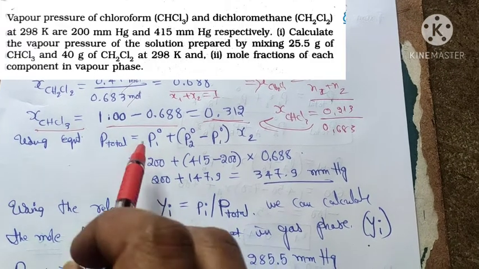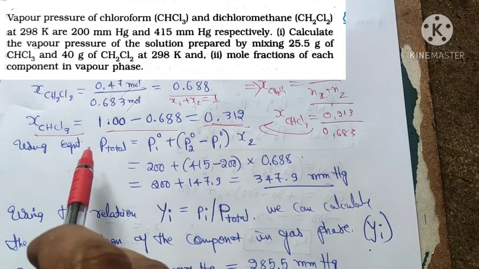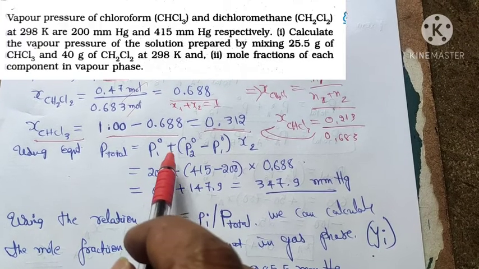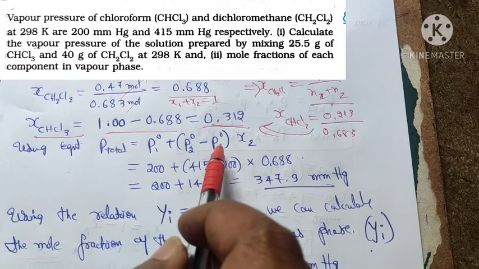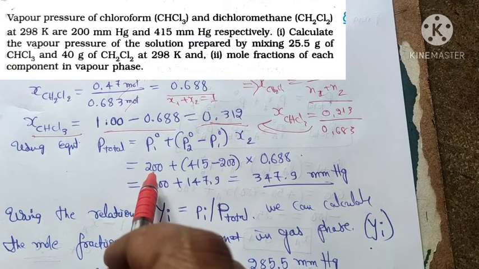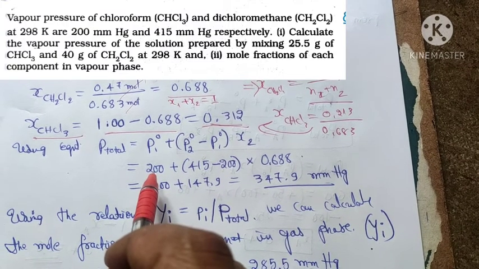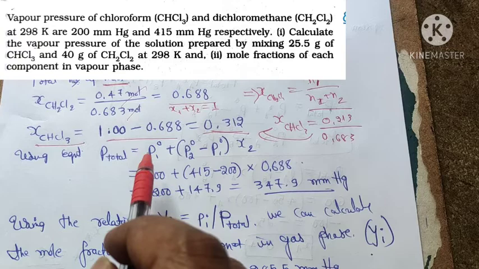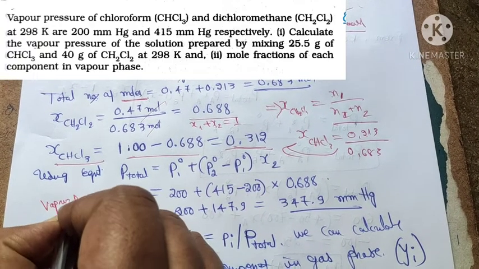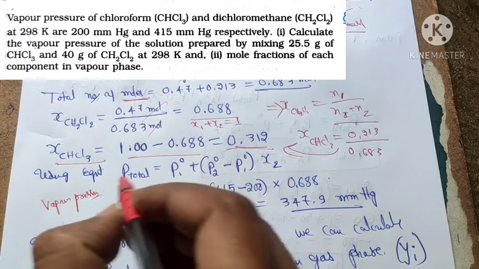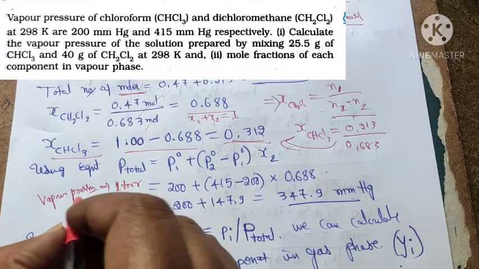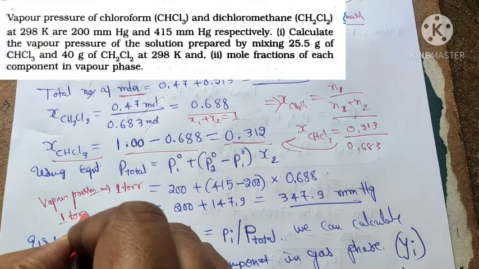This is the chloroform value. So using the equation for P total, first we want to calculate the vapor pressure of the solution. So P total is equal to P1 naught plus P2 naught minus P1 naught times x2. P1 naught is 200, already mentioned as a vapor pressure. The unit is torr.